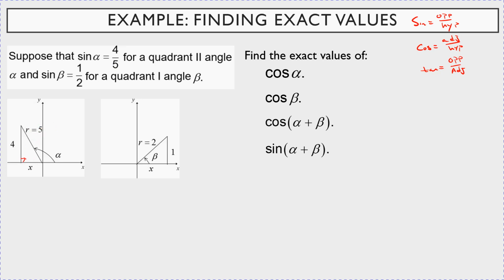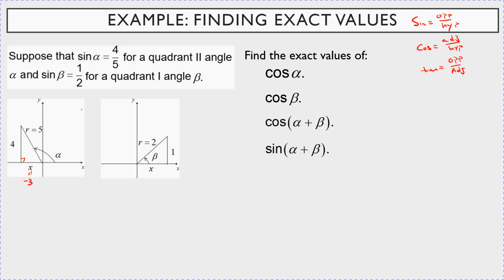Okay. So look, what we're going to do here is I'm going to ask you to find some different values. What might be helpful here is you're going to notice that, hey, I don't know what the adjacent side is here. But this has to be a 3, 4, 5 right triangle. But because it's quadrant 2, this is equal to -3 because it's in quadrant 2.